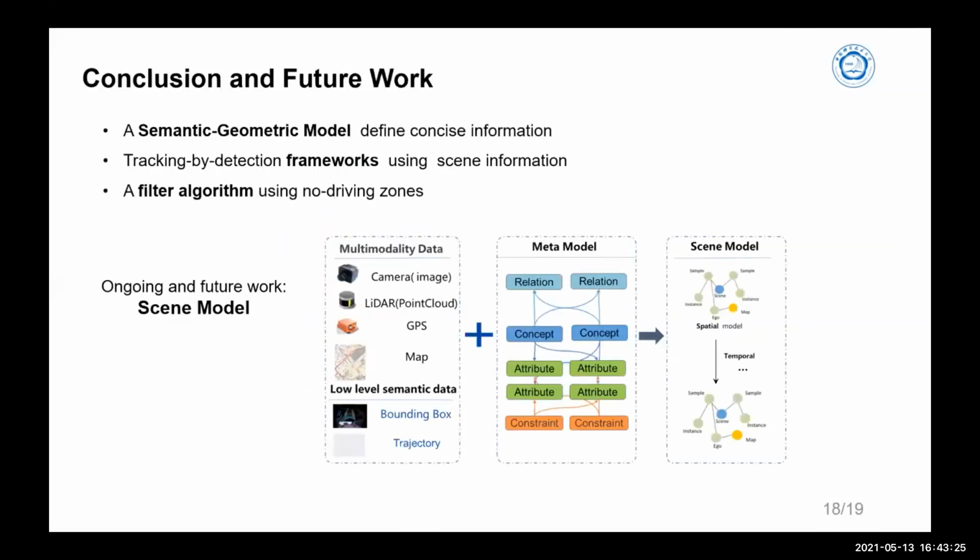Briefly then, I'd like to summarize the major points I have presented. In this work, we propose a semantic geometric model which only defines conscious information we need in the tracking framework. Based on this model, we present a tracking-by-detection framework using scene information. We design a filter algorithm using no driving zones, and the experiment shows that with map information, the tracking framework can achieve better performance. The work in this paper is a part of our design theme model, which we are now working on. Based on the multimodality data and the low-level semantic data, as well as the designed meta model, we are going to build a special temporal scene model to improve the perception accuracy and the scene understanding of autonomous vehicles in the future.